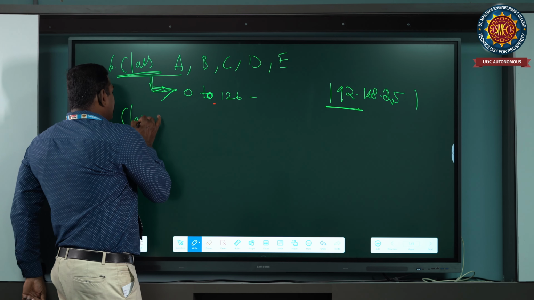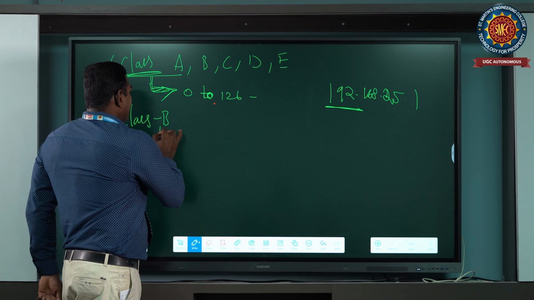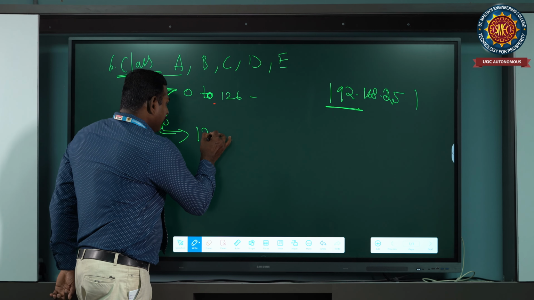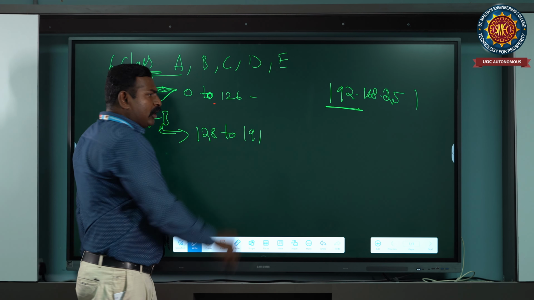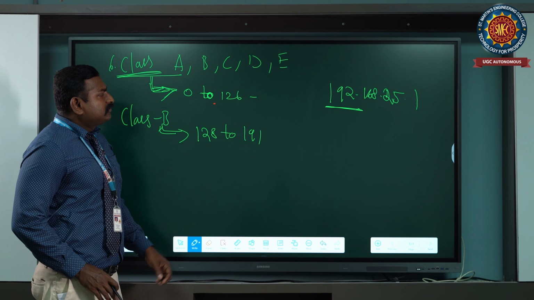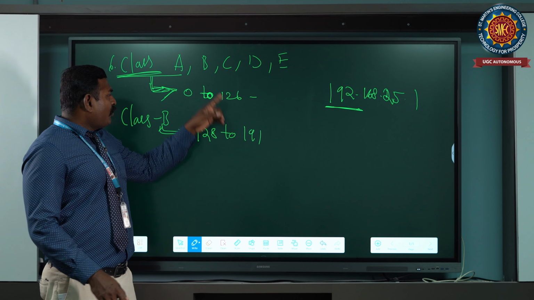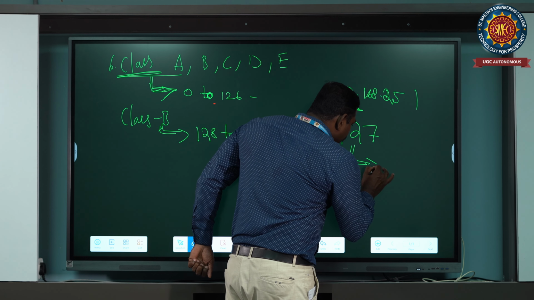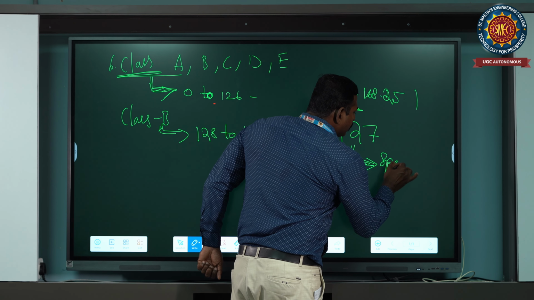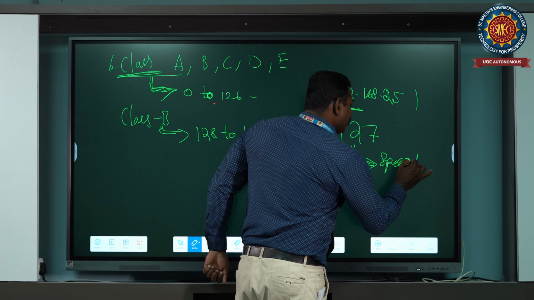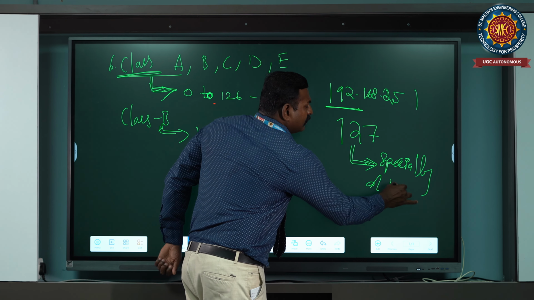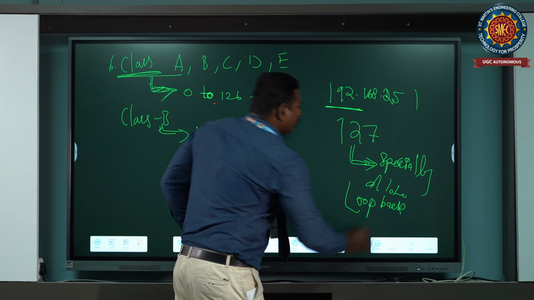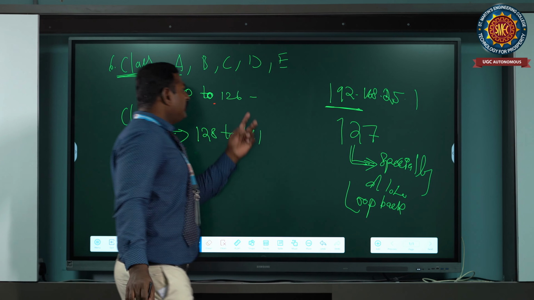Next, the class B IP address. That range is 128 to 191. Now we need to ask, where is 127? Where has it gone? As I told earlier, this 127 is specially allotted for loopback address. Specially allotted for loopback. That's why this 127 is not there.